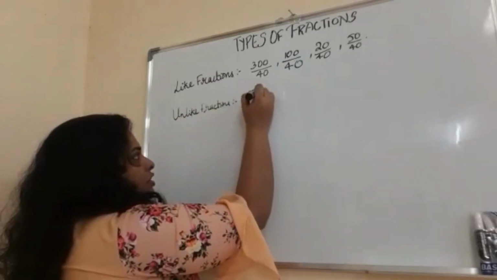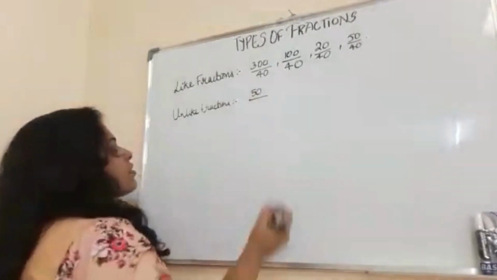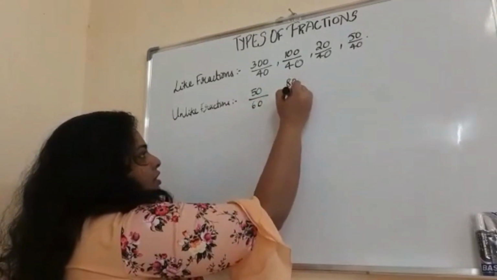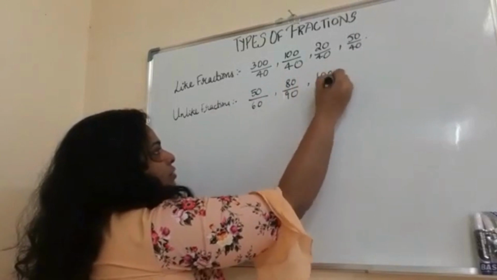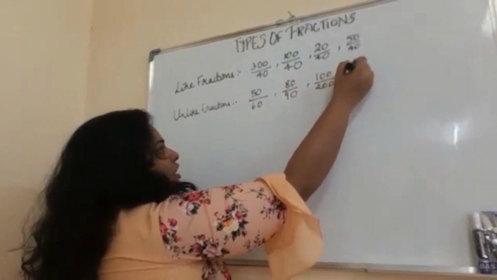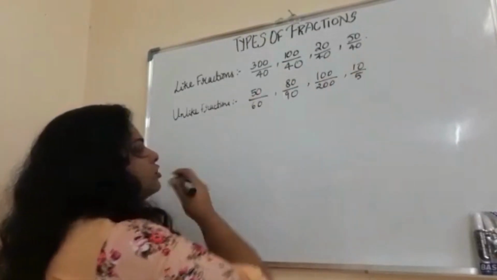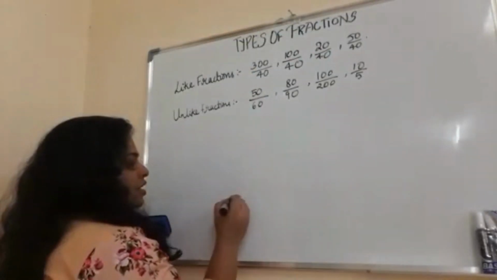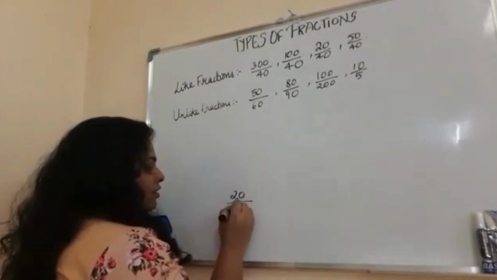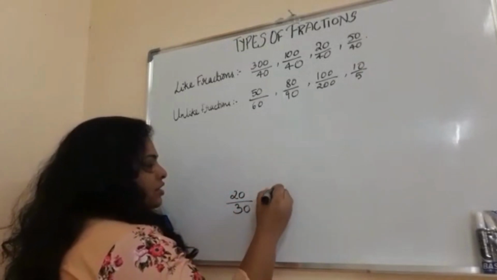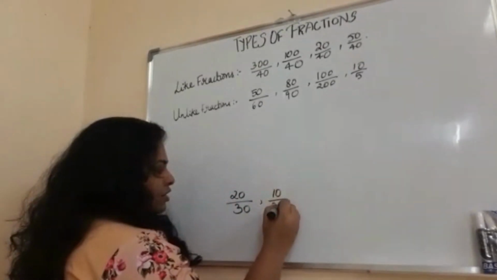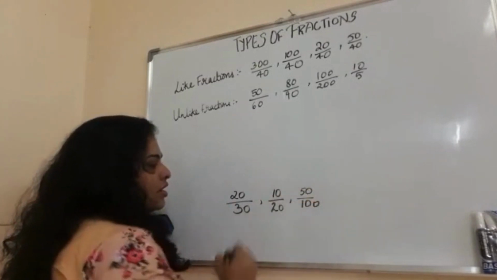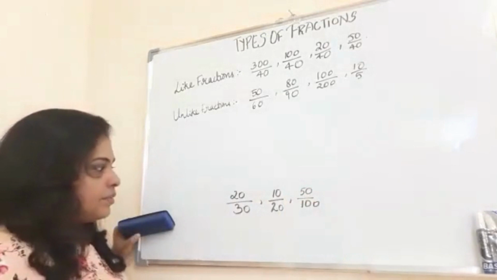Another example, 50 by 60, 80 by 90, 100 by 200, 10 by 5. These all are unlike fractions. If I take 20 by 30, 10 by 20, 50 by 100, do you find any difference here?